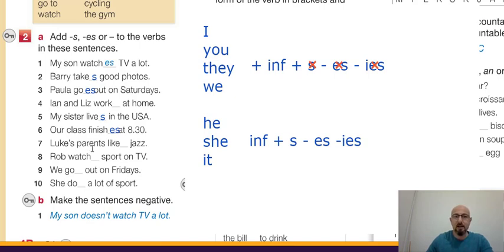Luke's parents like. How many people are we talking about? Two people here. Parents, okay? Luke's parents like. So we write S. Sorry, we don't write anything. We say Luke's parents like. Okay, because two people, they, we don't write anything here. Rob watch. Rob, he. So we add what? ES, because it ends with CH. We go, we, nothing. She, what do we add here? We should add something. We add ES. Again, do and go, there is no grammar rule. We just add ES with go, ES with do. It will be does, okay?